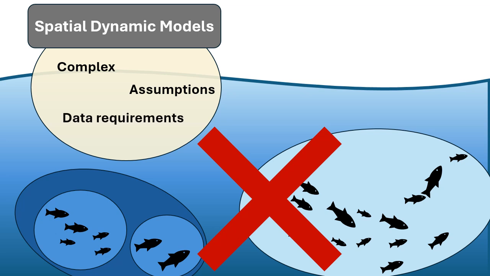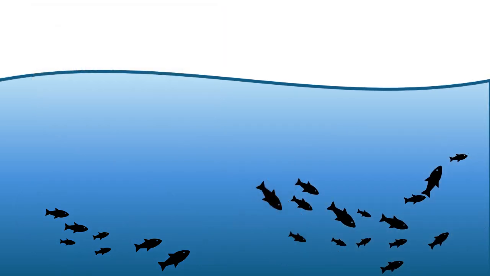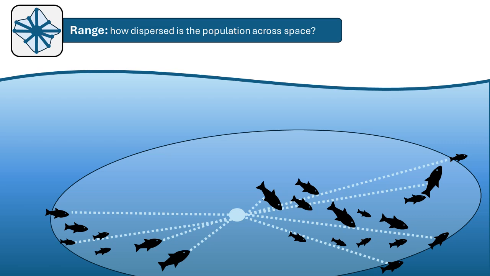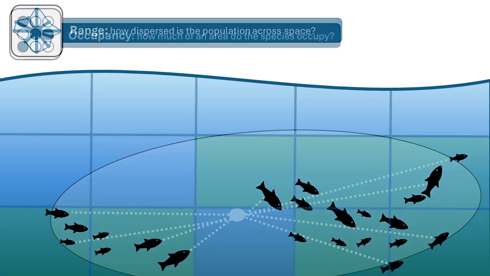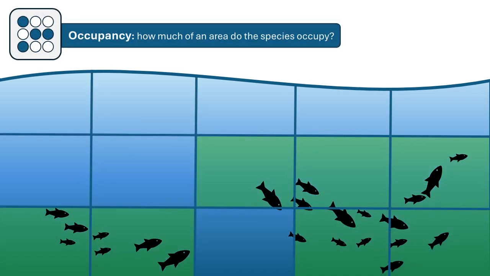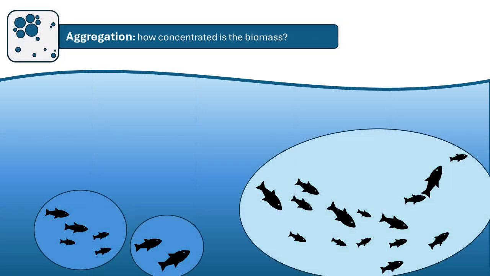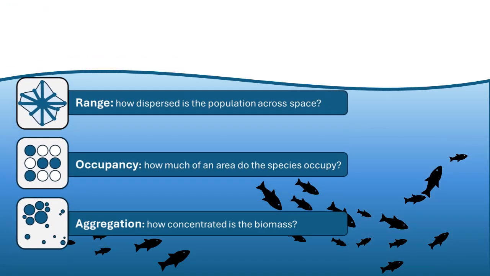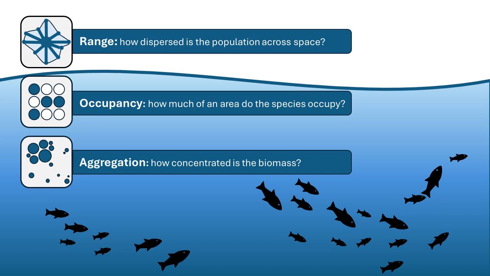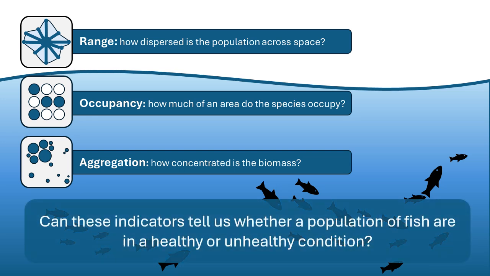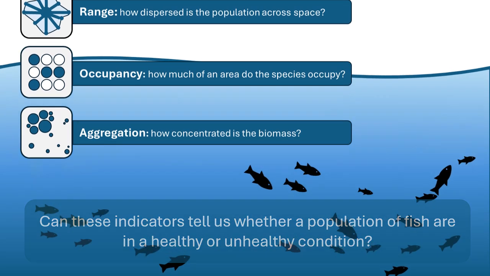Instead of fitting a model, we can calculate indicators of a species distribution, such as their range, which measures how dispersed a population is in space, occupancy, which measures how many regions the population can be found in, and aggregation, which measures how clustered the fish are. To be able to use these indicators to inform how much fish should be caught, we first need to make sure that they can in fact tell us whether a fish stock is healthy or not.